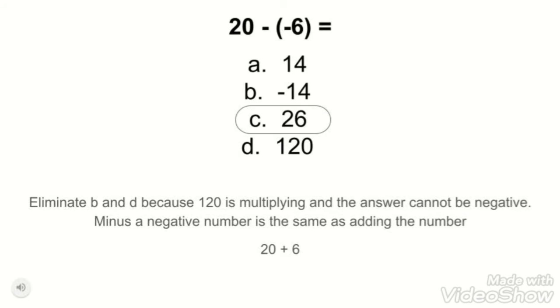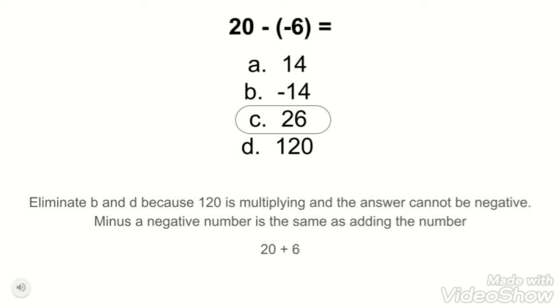If that's kind of hard, if it's not that easy for you to just see, go ahead and eliminate the ones that make no sense, like 20 minus a minus 6. There's no way it could be 120, so you would eliminate D. B can't be right because it's negative. Like 20 minus 6 still wouldn't be a negative.